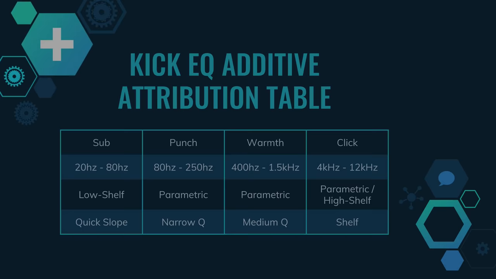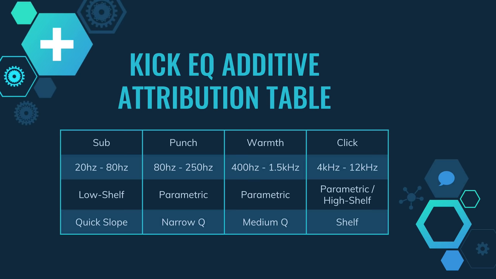Now, when you're adding EQ to a kick, I like to think of this kick EQ additive attribution table, which essentially breaks everything up into four different categories. And these are frequency ranges that I think make the most sense based on the words that we're using here. So with the word sub, I would say that's between 20 and 80 hertz. With punch, that's between 80 and 250 hertz. With warmth, that's between 400 hertz and 1.5 kilohertz. And with click, that's between 4,000 hertz and 12,000 hertz.